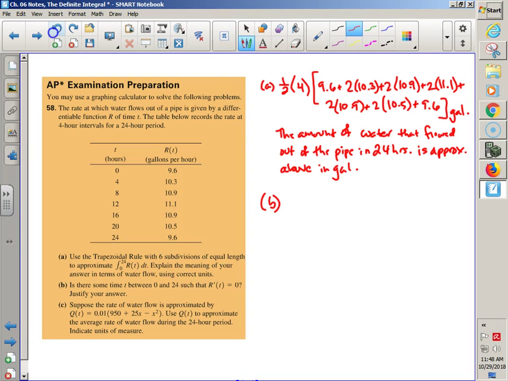Okay, letter B. Is there some time between 0 and 24 such that r prime equals 0? Ooh. R prime equals 0? Yes. It gives you the r prime, so then you change. Wait, no, is r the... That's r. Oh, it needs r prime. Oh, so never mind.